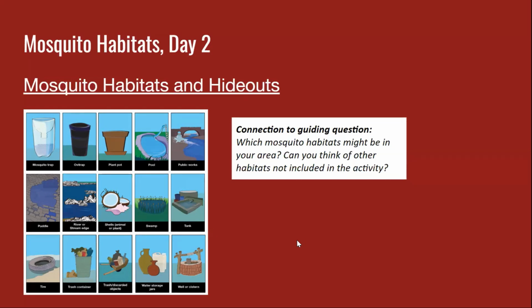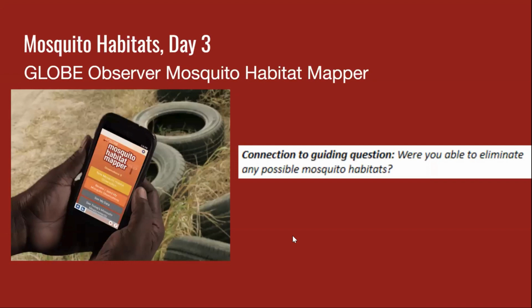By this point now, they've built a trap and they have explored some habitats. So they're ready to go out and use the Globe Program's Globe Observer Mosquito Habitat Mapper tool. On the next slide, I'll show a video for how to use this tool. The connection to the guiding question is, were you able to eliminate any possible mosquito habitats?